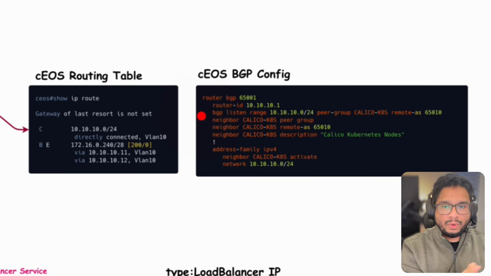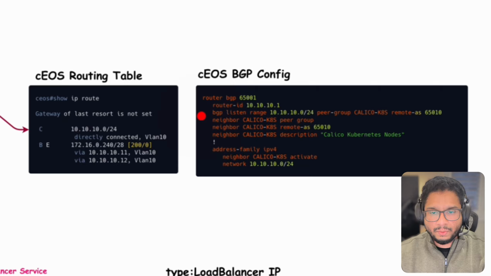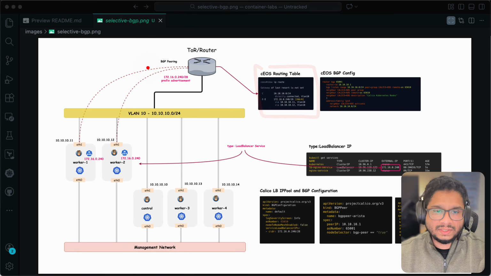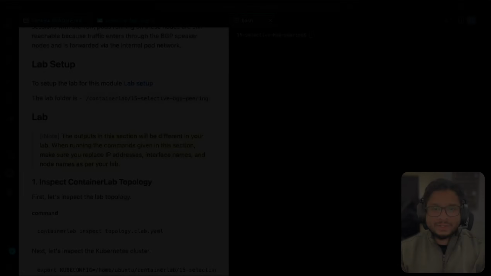And in this lab, we will look at, once the topology is up and running, how the routing table is configured for equal cost multipath load balancing towards the 2 worker nodes with the BGP sessions. All right, let's go through the lab guide.